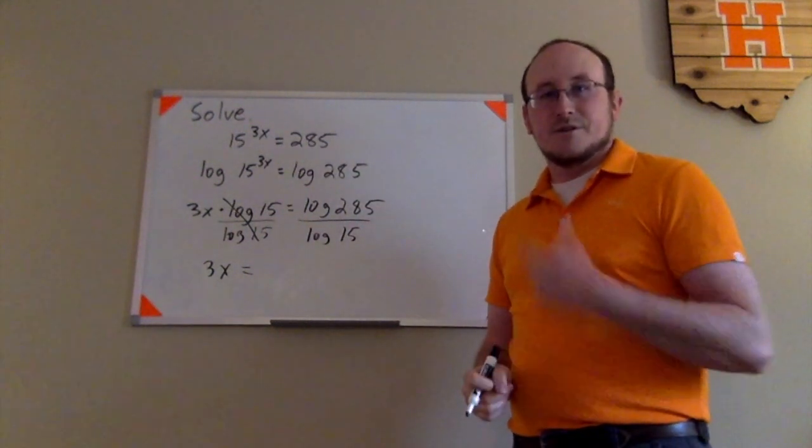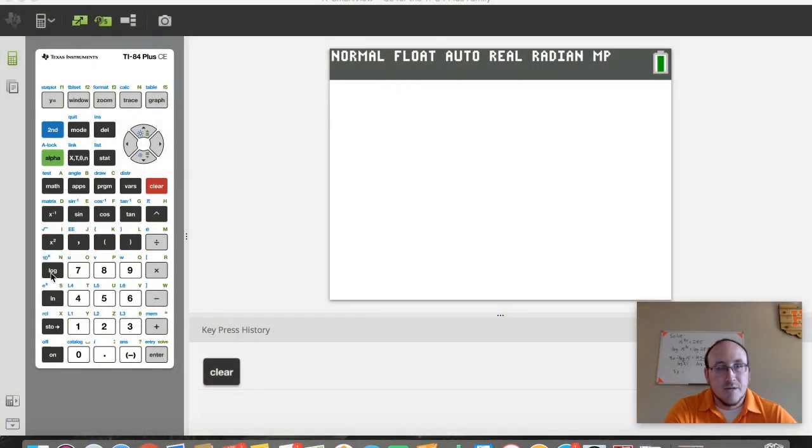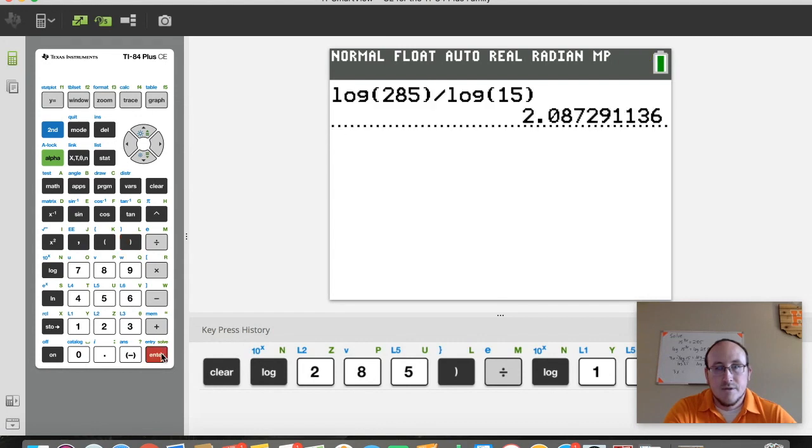So now I'll go ahead and go to the calculator and compute that so we can see what that's equal to. I'm going to go down here to log, so common log 285. Make sure you close the parenthesis after that number, or else you'll be incorrect because of that. Divided by the common log of 15 is equal to 2.087291136 approximately. So there's how we evaluate that with the calculator.